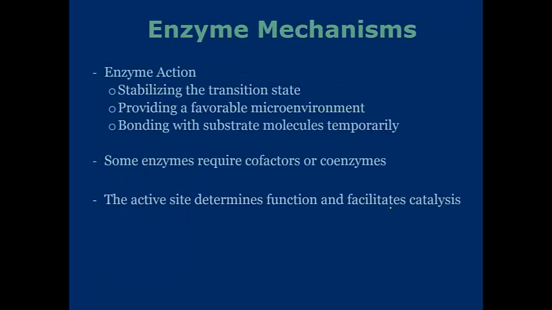The enzyme mechanism is simply done by three different types. There's a stabilization of transition states, allowing for a favorable microenvironment, or bonding with the substrate temporarily. Certain enzymes do require cofactors or coenzymes. This can be done at the active site or at allosteric sites, which we'll get into later on.